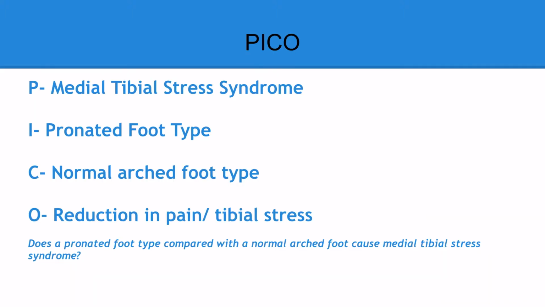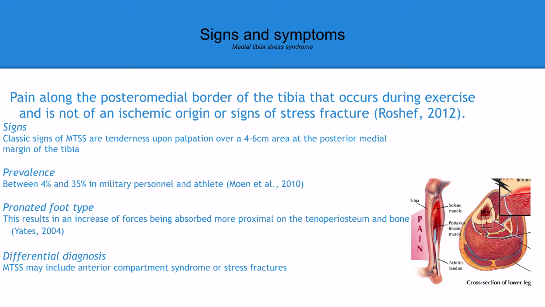To begin our research, we constructed the study design question in the form of a PICO: problem, intervention or indicator, control, and outcome. From this, we formulated: does a pronated foot type compared with a normal arch foot cause medial tibial stress syndrome? Good morning, we are Group 1 and are researching the effect a pronated foot type has on medial tibial stress syndrome. Medial tibial stress syndrome is an overuse injury of the shin area.